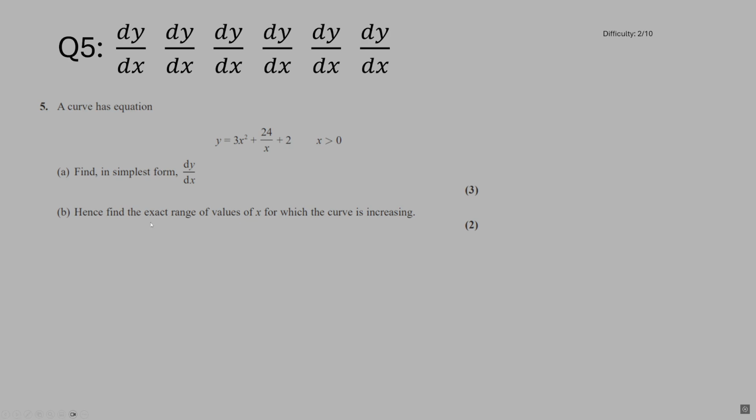Alright, next question, we've got some easy derivative stuff. We're going to just take the derivative of this, pretty simple stuff, and then we're going to set it to be greater than 0, because it's an increasing function question. Then we're just going to multiply by x squared, and then solve. But it does say x is greater than 0, so there's no plus or minus or anything.